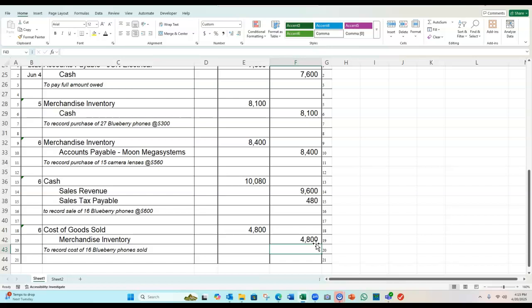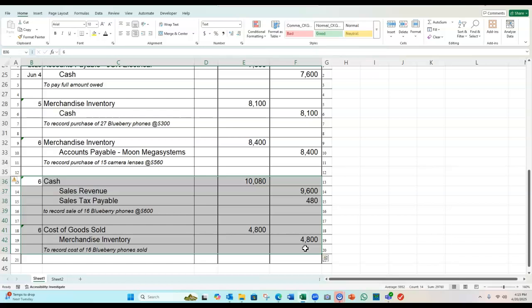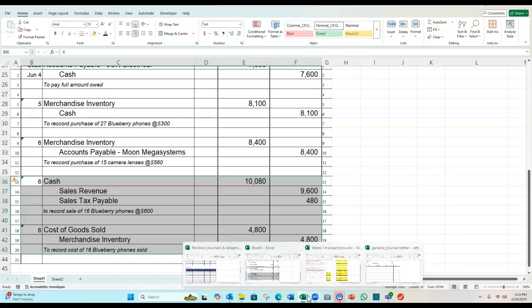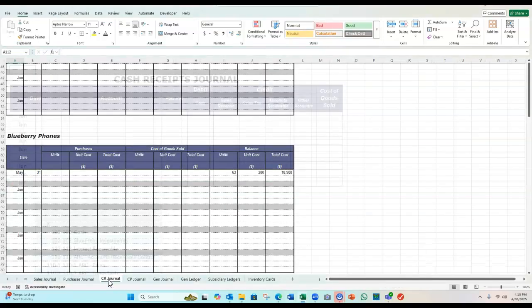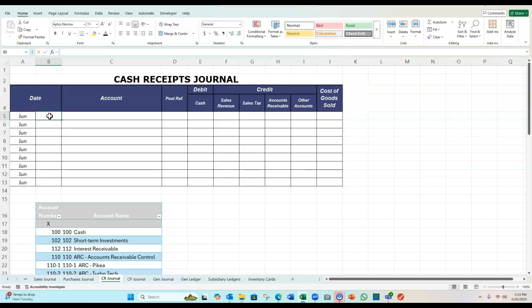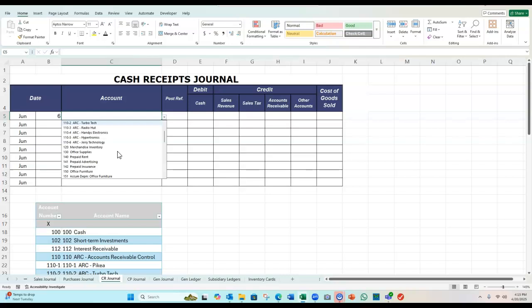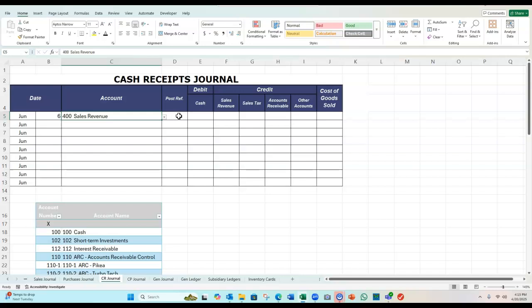But in the special journals, we're going to make these same entries. We're going to make these same debits and credits. We're just going to do them in a different format. That's all we're going to do. So let's go to the cash receipts journal. And this is June the 6th. The account is going to be revenue. That's what we're going to put down here. 400. Revenues always start with a 4. The posting reference is going to be X because we're not posting anything to the general ledger. Cash is going to be a debit of $10,080.